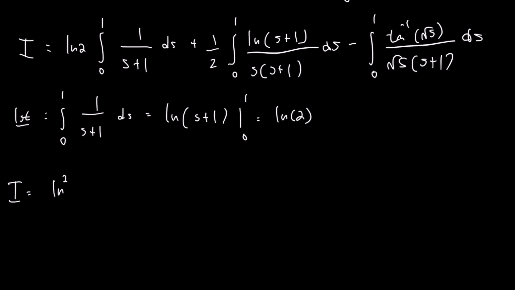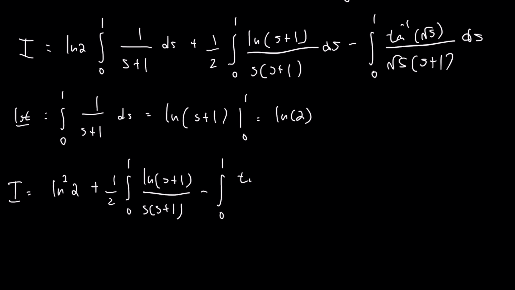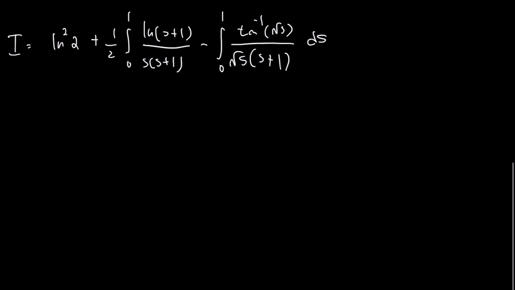So we have the squared natural log of 2 plus 1/2 the integral from 0 to 1 of the natural log of s plus 1 divided by s times s plus 1, minus the integral from 0 to 1 of the inverse tangent of the square root of s divided by the square root of s times s plus 1 ds. And I will focus on the inverse tangent integral.